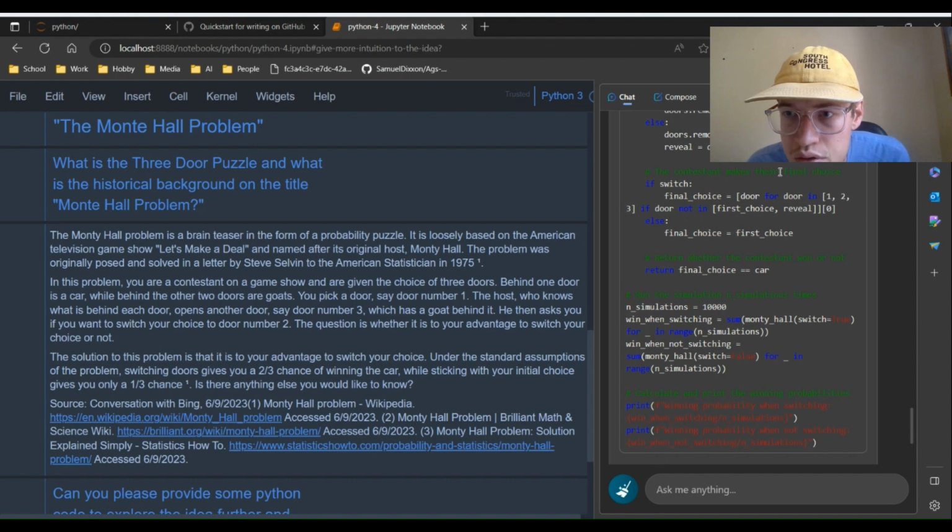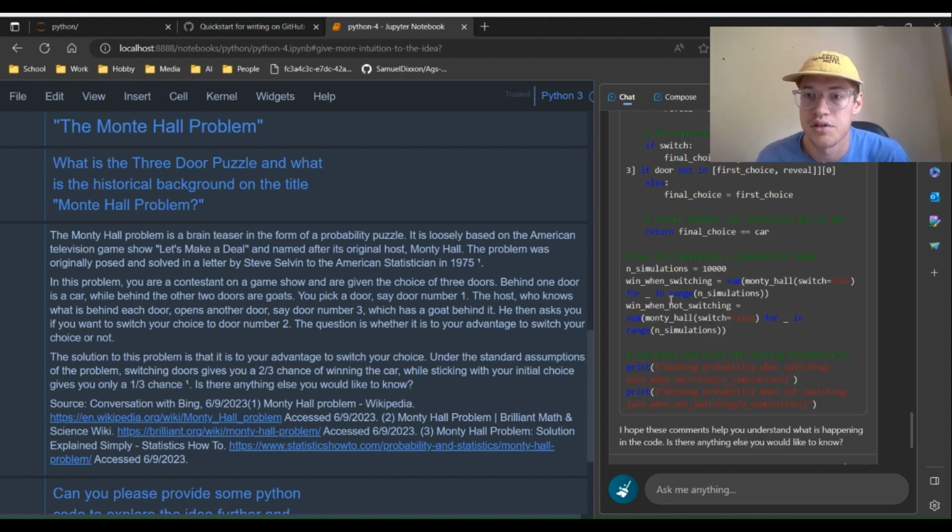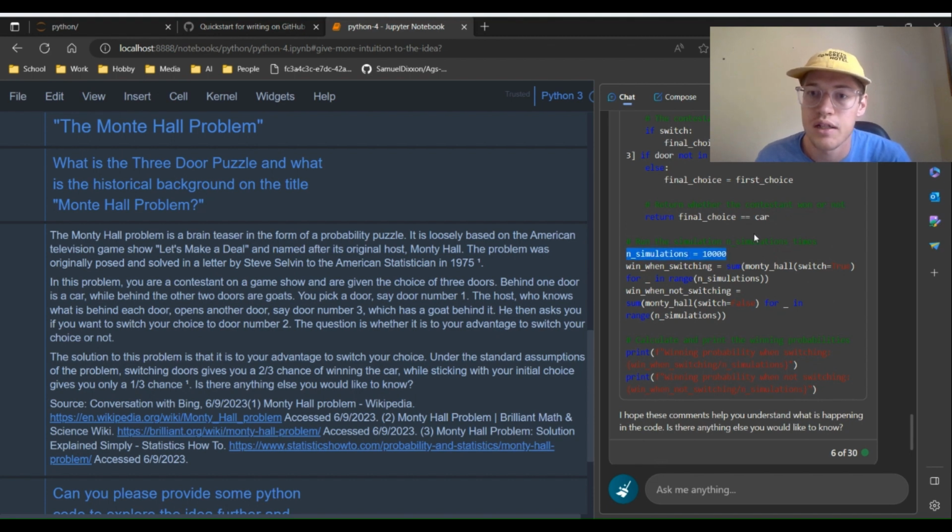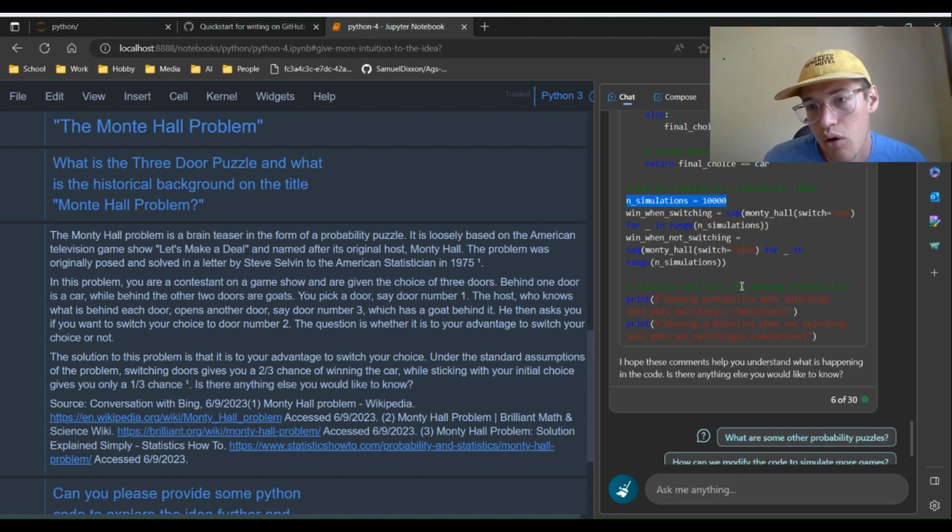Okay, so this is basically making the final choice, right? Sweet. So this is the final choice that we select. And then if our final choice is the car, we're going to return a binary outcome. So this operator is basically saying if our choice is the actual door where the car is, then it's going to return 1. Otherwise, it's going to return 0. And why that's important is because when we're running these simulations, we're gonna run the Monte Hall problem 10,000 times, and then we're gonna see if we win when switching or if we don't, and then we're going to get the probability of each event.